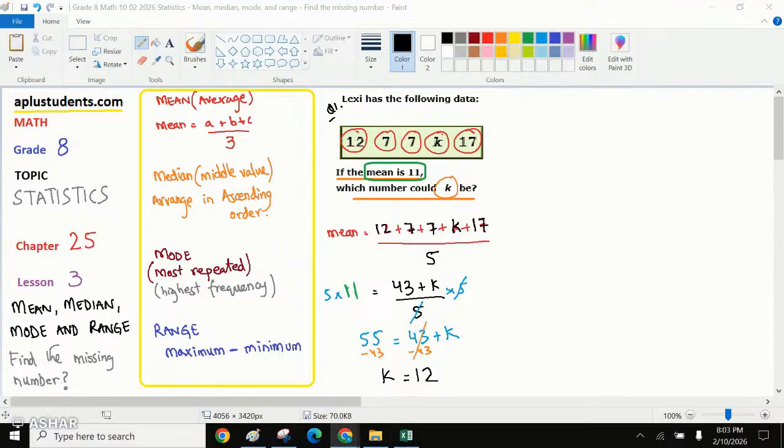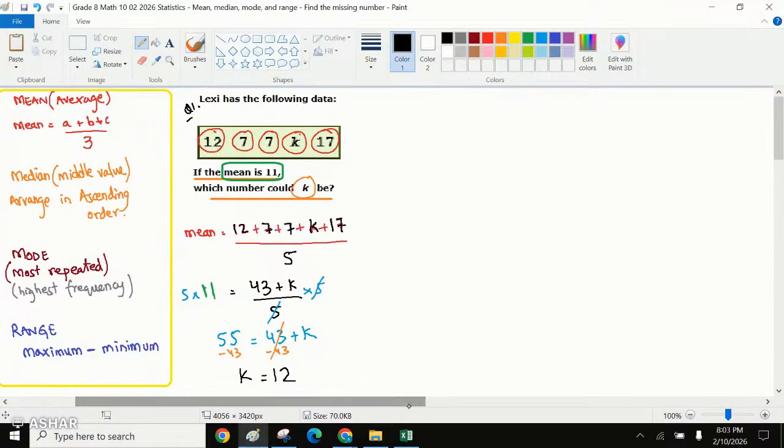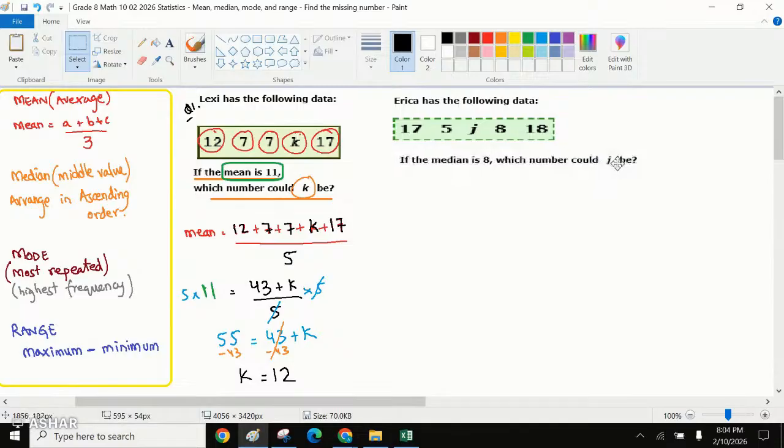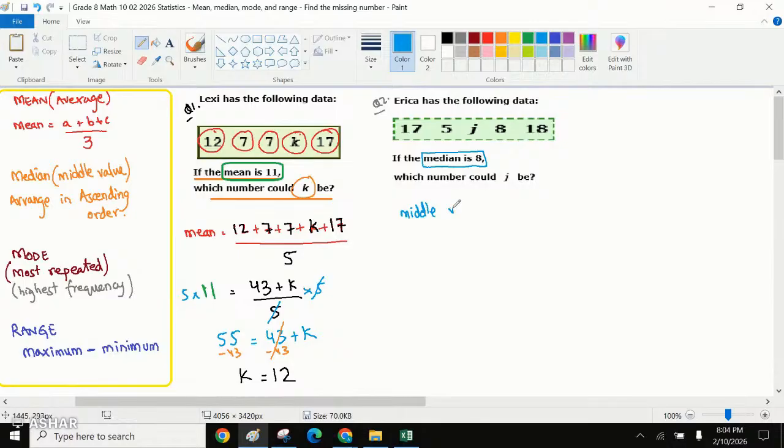For the next question, it says, keeping what is mean, median, and mode in our mind, Erica has this data, these numbers. If the median is 8, they have given us the median and they are asking us what is the possible value of j. So can we say that if the median is given as 8, that means the middle value should be 8? Agreed?